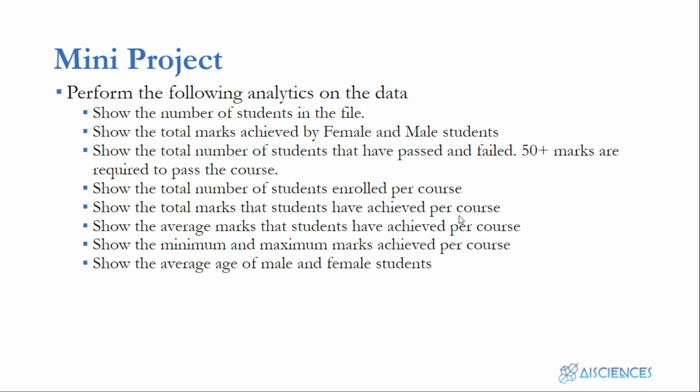Now we will try to figure out the minimum and maximum marks achieved per course. For that, first we will again create a map of key value pairs, and we will get the course name as the key and the marks as the value. Then we will go for reduce by key to get a group of all the relevant courses, and for the aggregation, instead of doing some addition, we will simply return the greater one, and for the minimum we will return the lesser one.